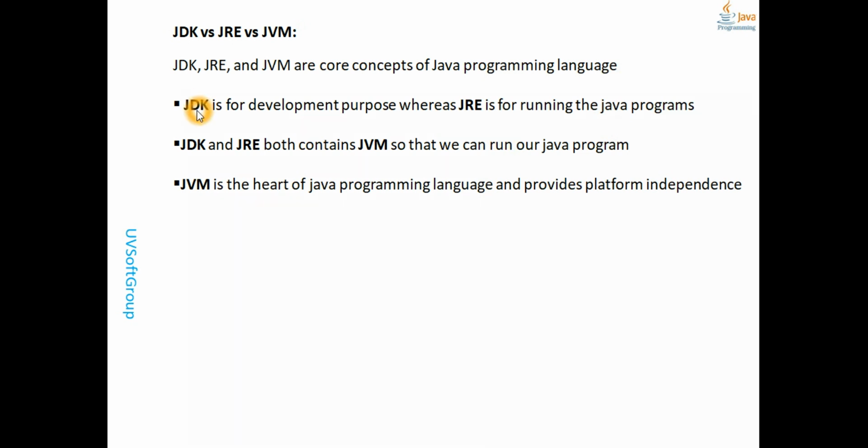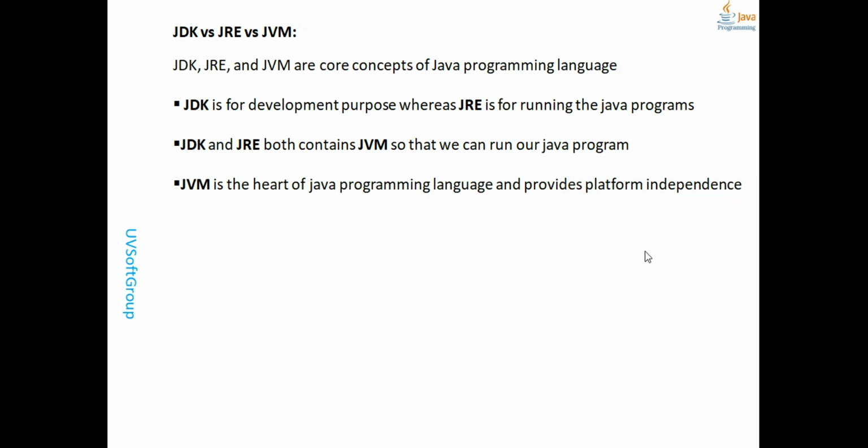That means everything is for development purposes. JDK and JRE both contain the JVM, the Java Virtual Machine, so that you can run or use Java programs. The JVM is the heart of Java. The Java Virtual Machine is the heart of Java programming.